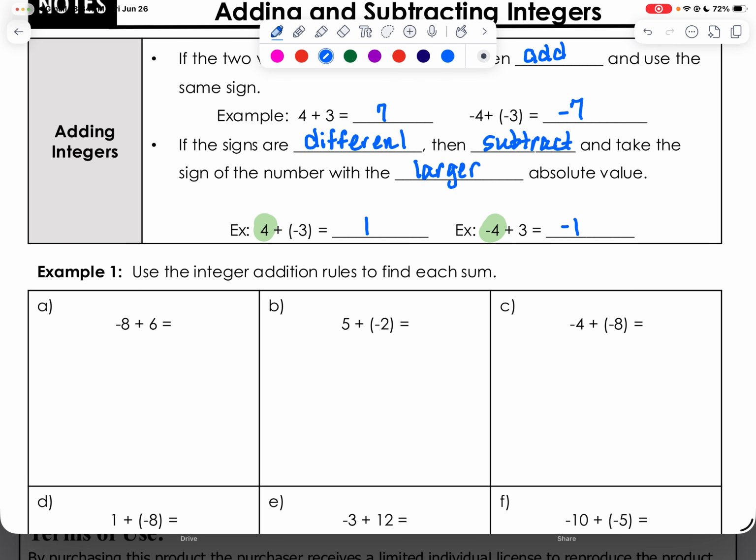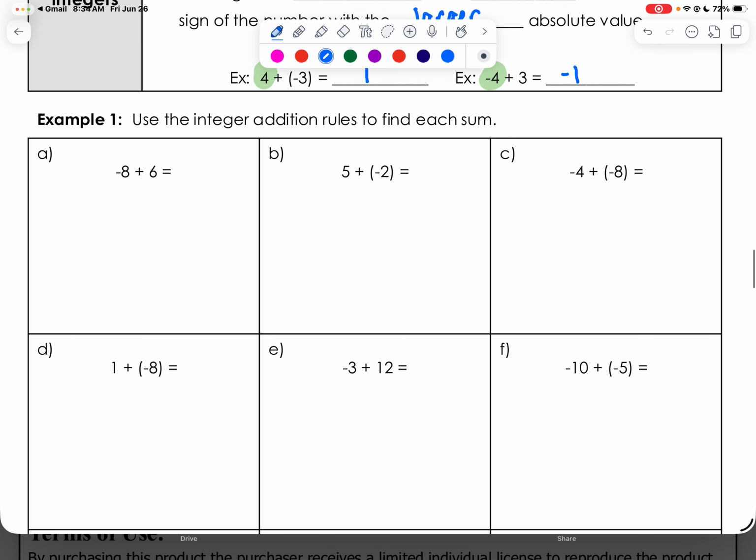So example 1: use the integer addition rules to find each sum. In problem A, we have negative 8 plus 6. Our signs are different, so we subtract. And then we look for the number with the larger absolute value, which in this case is negative 8. If it's negative, your solution is negative.